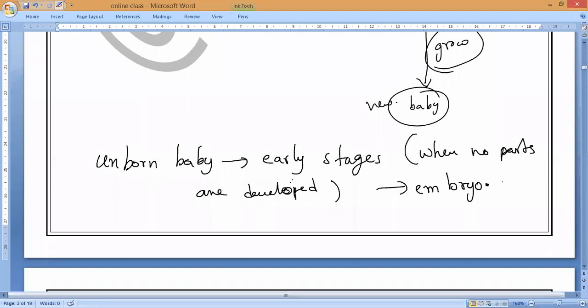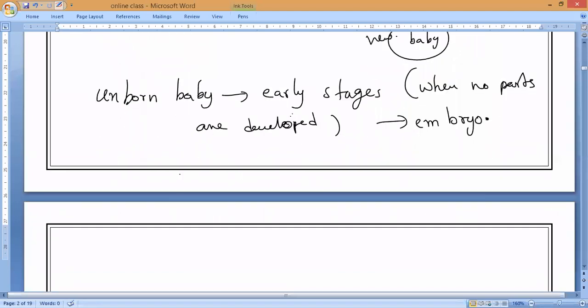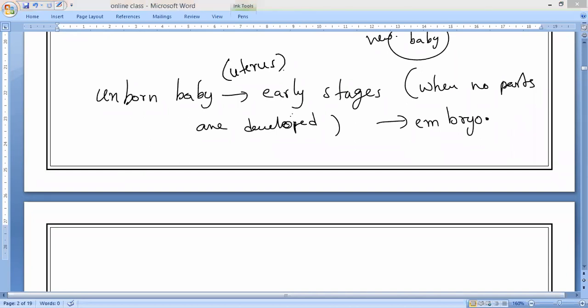Now, if we take the unborn baby, it is present in the uterus. Why am I saying uterus here, guys? Because where will the fertilized egg stay? It will stay in the uterus of the female body only. Because fertilization takes place in the male body or the female body? It takes place in the female body. That is called the uterus. So this unborn baby, in the early stages, means when no body parts are developed.